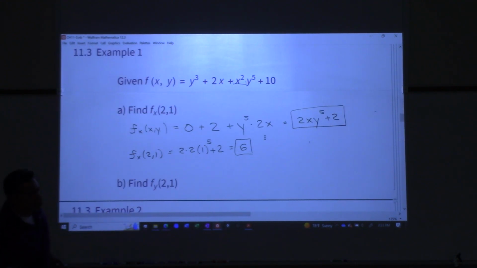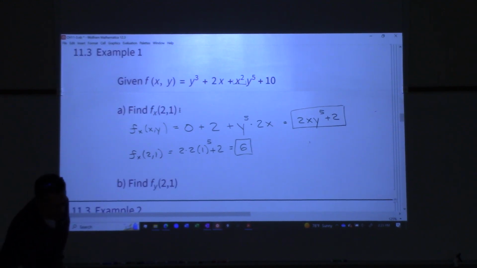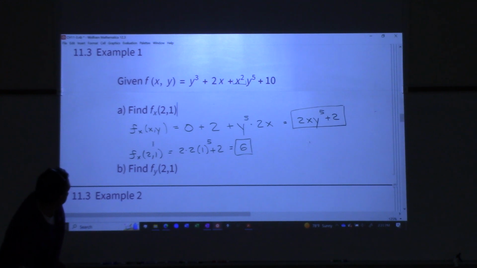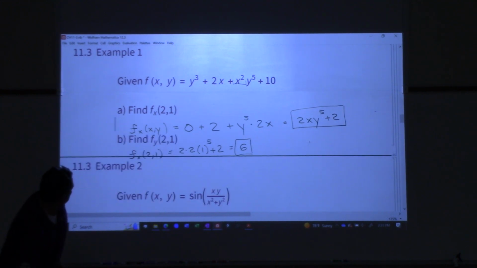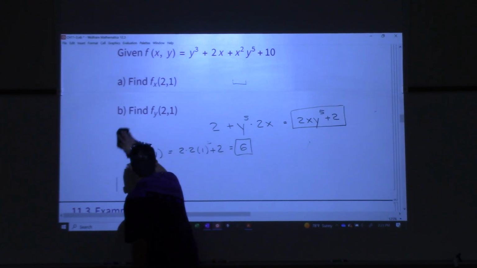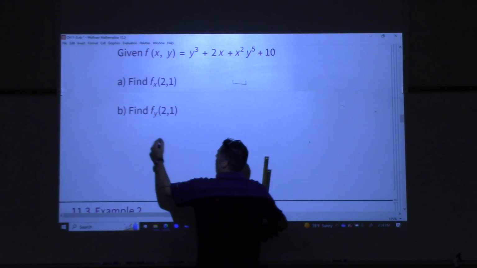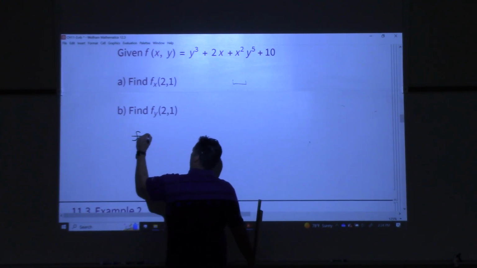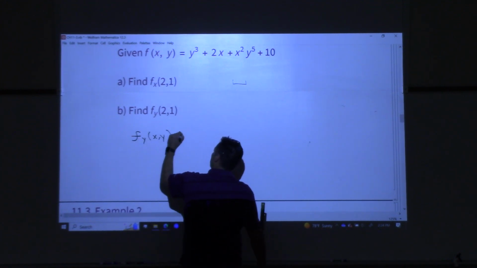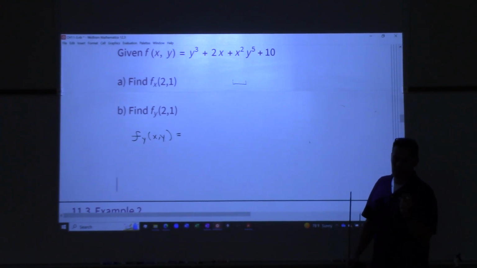So I'm going to now find the partial with respect to y of this function. I'm going to move it up so I can do this. The only difference between part A and part B is the thing that you're treating as a constant and the thing that you're treating as the variable. So first things first, I need the partial with respect to y of this function at (x, y). So I'm treating y like a variable, x like a constant. X is the constant this time.